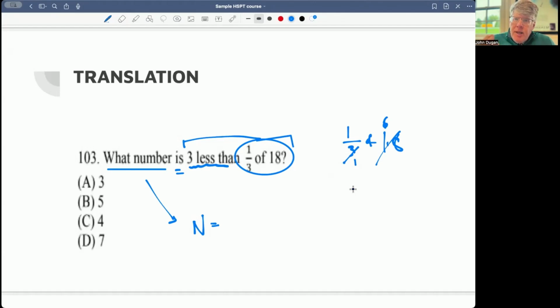Then just be really careful about the question, right? Because 6 could be one of my attractor choices, which it's not. But anyway, what number is 3 less than 6? Well, A, right? 3 is 3 less than 6. What number is 3 less than 1/3 of 18? Some of you are going to be able to do that in your head. Some of you are going to write it down a little bit, but between those two, you should be able to understand that one.